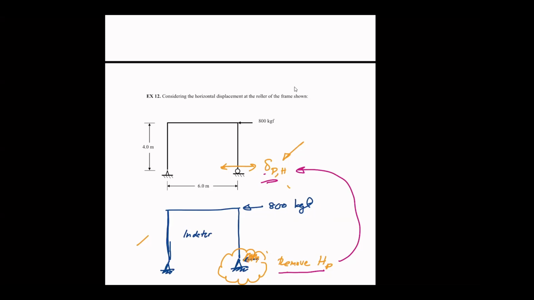And this, if we were to solve this frame, we need to modify it by removing the reaction so that we have this frame that we can calculate this displacement. So if this is your indeterminate structure, you remove one reaction so that it becomes a determinate structure. This is also called a primary structure. Okay?